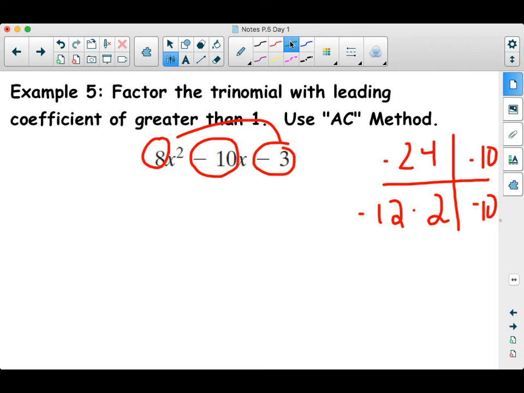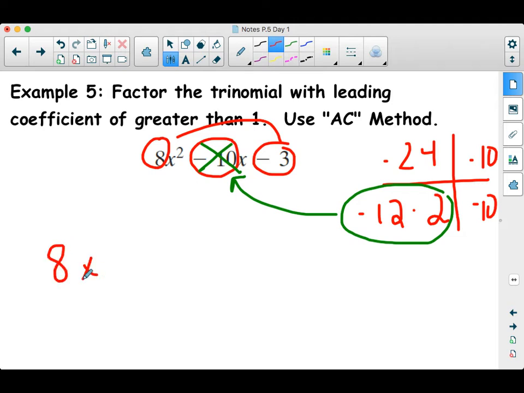What you're going to go through next is to take these two terms and cross that middle term out. So these are going to become two terms. You're splitting up that x term into two terms. All right, so here we go. The first term, 8x squared. And now you're splitting up that middle term into negative 12x and positive 2x. And then you bring that last term down, your C term.